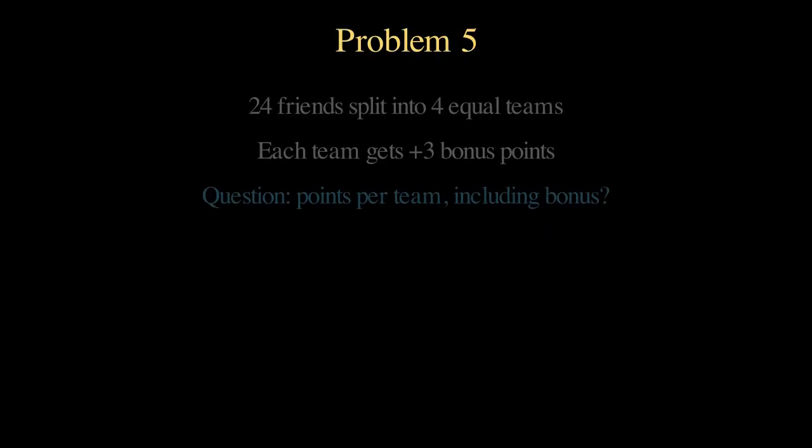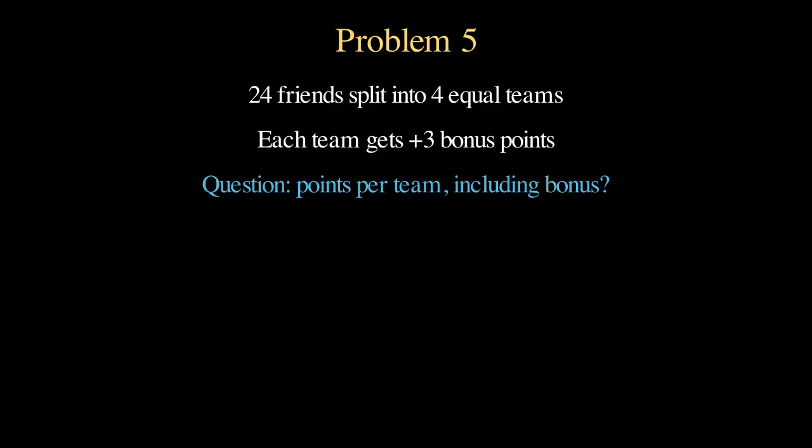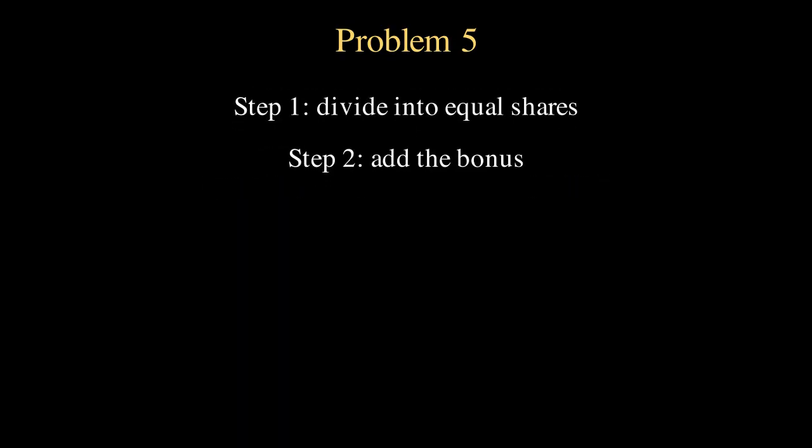Here is the problem. A group of 24 friends is split equally into 4 teams for a quiz. Each team is then given 3 bonus points. How many points does each team start with, including the bonus? This is really about points, not people. But the number 24 still needs to be divided into 4 equal shares first, before adding anything extra.